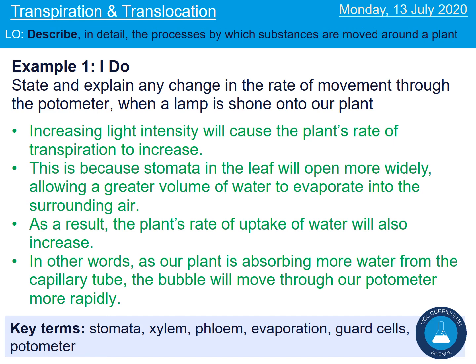So we know that increasing light intensity is going to increase our rate of transpiration. Specifically, we link this with the fact that our stomata will be open more widely when light intensity is higher. What this means is that our plant's rate of uptake of water will also increase in line with our transpiration rate going up. In other words, it means that our bubble will move more rapidly along the capillary tube of our potometer.